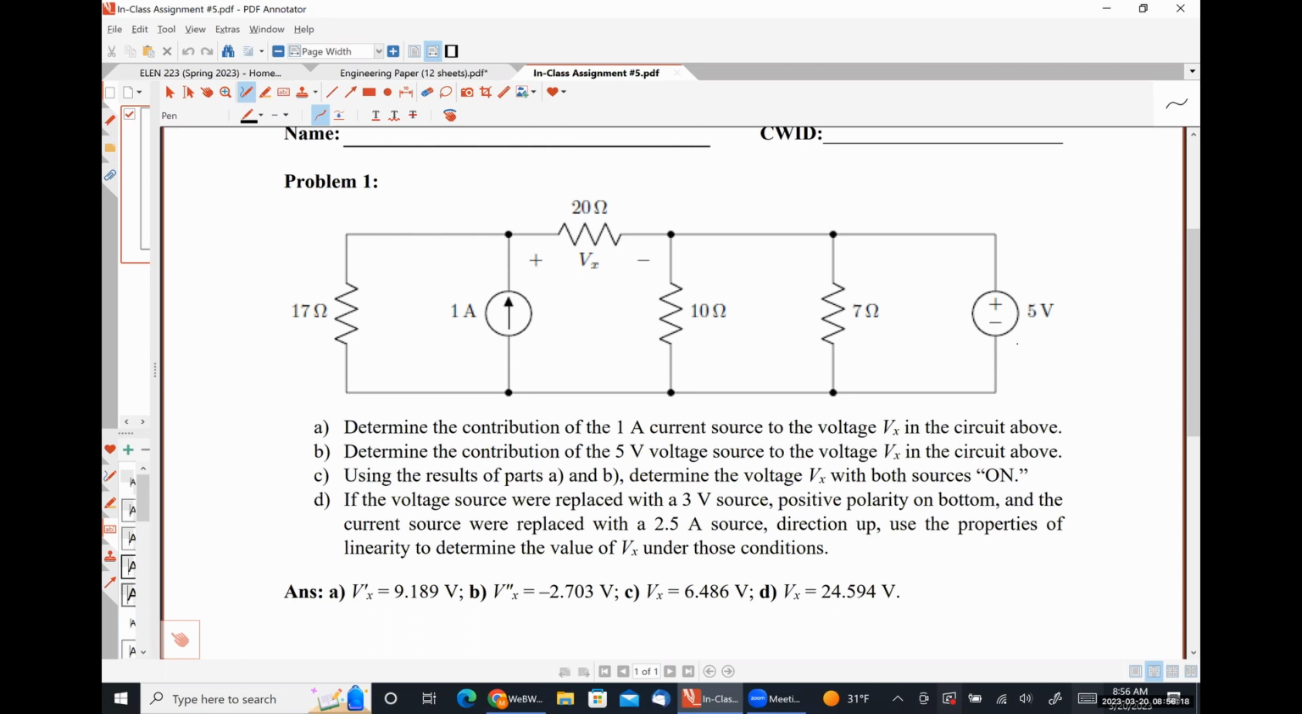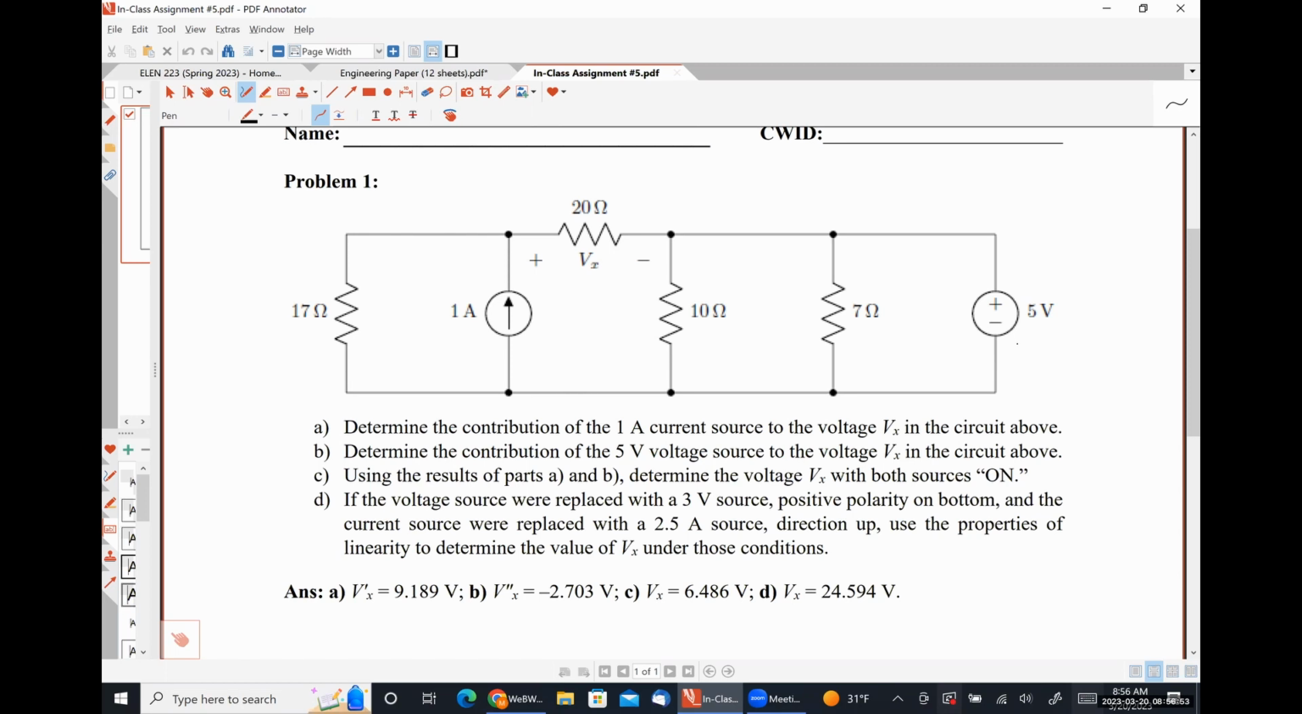Whatever you feel is the most appropriate way will eventually work out. But for superposition, you have to do superposition. So the only way that I can make you do that is telling you specifically, figure out what the contribution of a particular source is to that quantity. So for part A, leave the current source on, turn the voltage source off. For part B, leave the voltage source on, turn the current source off. For part C, do not do any circuit analysis whatsoever. Simply add the results of A and B together.